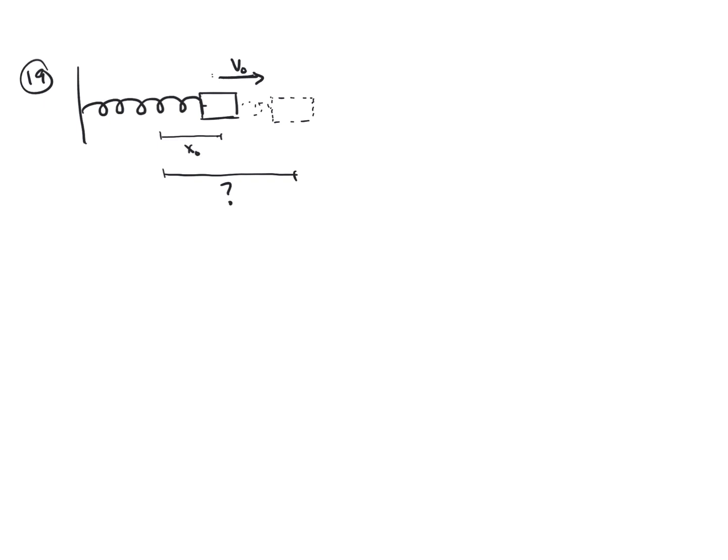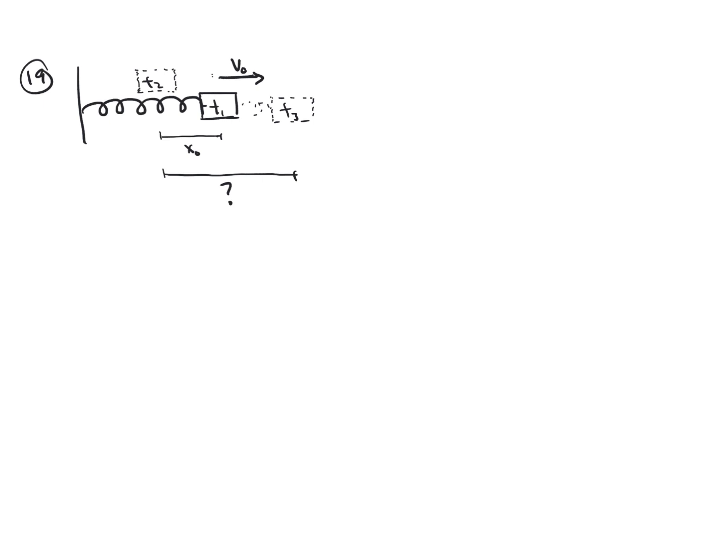So the maximum speed is going to occur when the block gets pulled back to its rest position. So that's when the maximum speed will occur. Let's label things T1. I'll call this T2, because that's actually part A, to find the maximum speed. And then part B is to find the maximum stretch, so I'll call that T3.